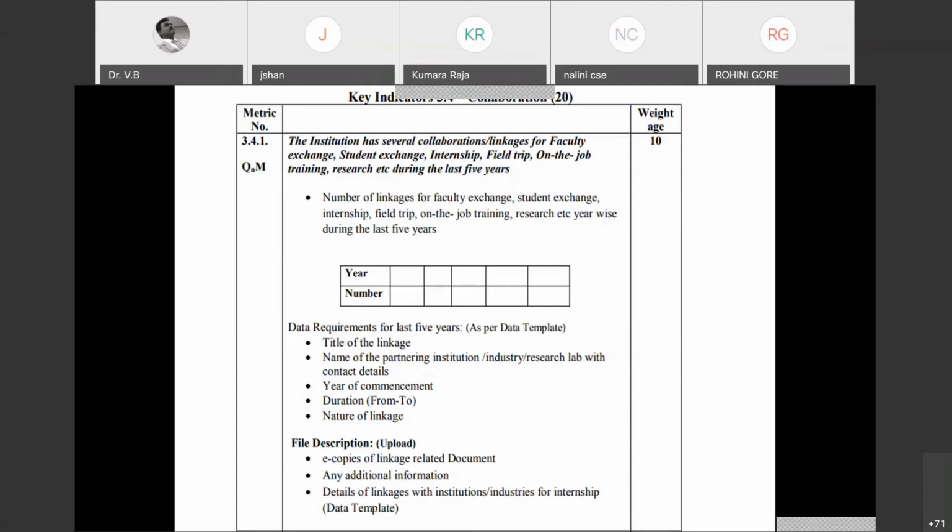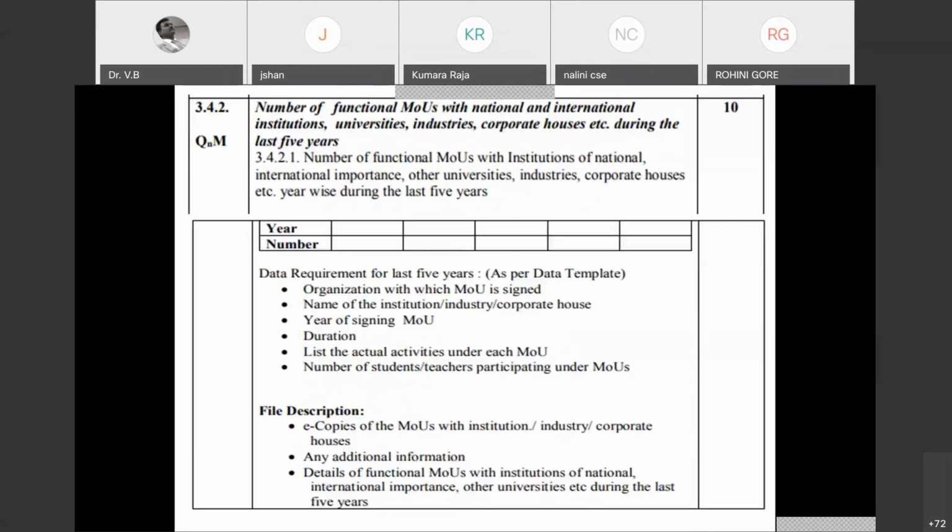So in the title of the linkage, you'll be specifying faculty exchange, and the next one will be student exchange, although in the partnering institution, the name would be same. So number of linkages would increase for this under the same organization. If it comes under various heads, then you can count them separately. If you have MOU and student exchange has been done, you can definitely consider it over here. Now, why I said that they are different and this is different is you can consider those MOUs under 3.4.2.